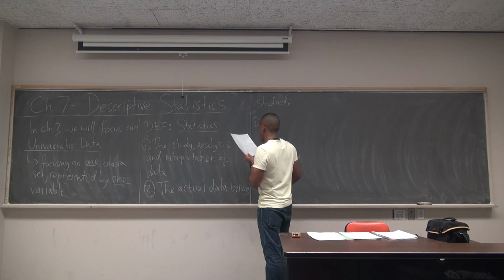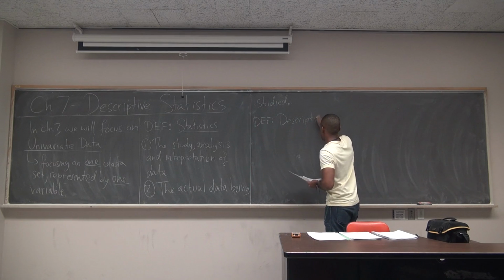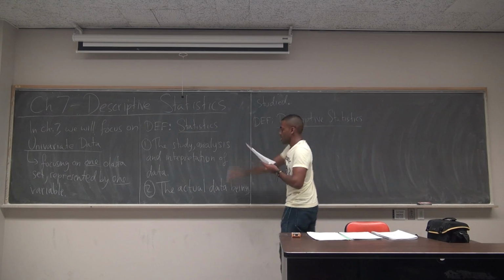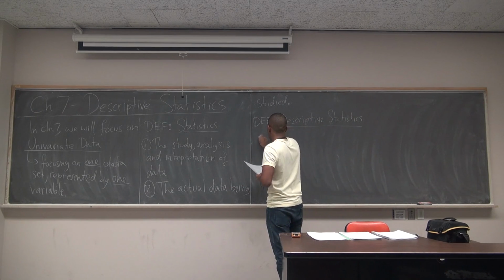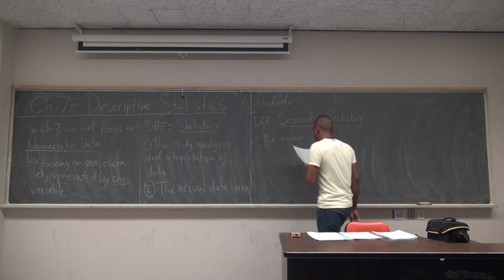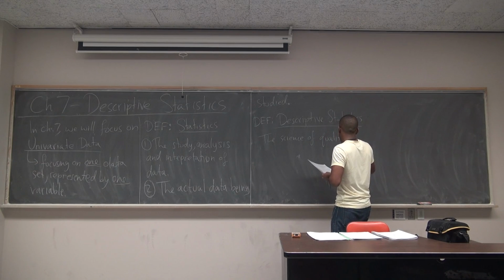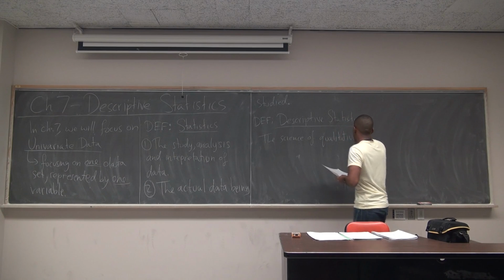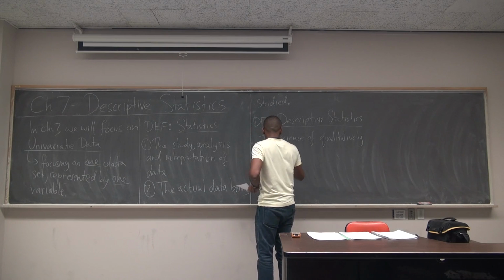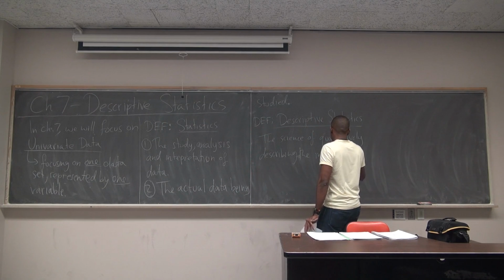For the definition, I talk about descriptive statistics. The title of this chapter, what is it about? Descriptive. This is the science of qualitatively describing the main features of a data set.